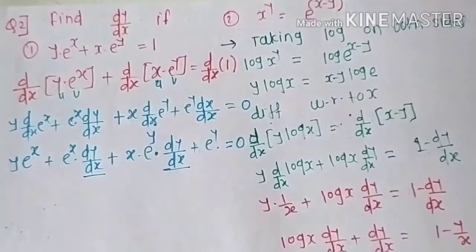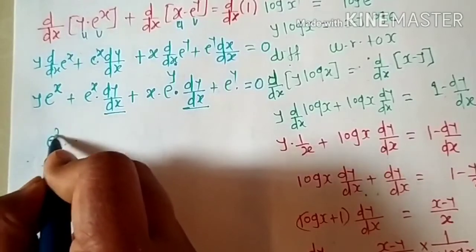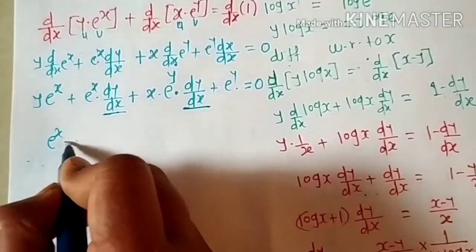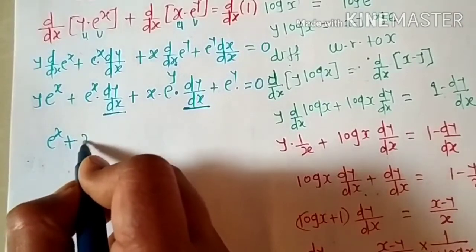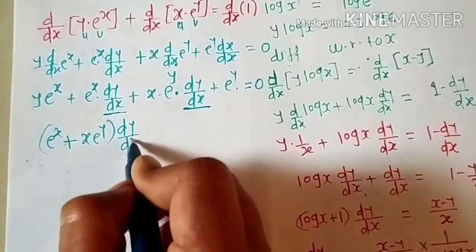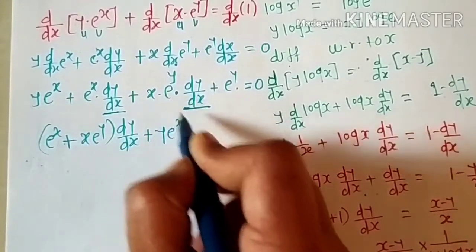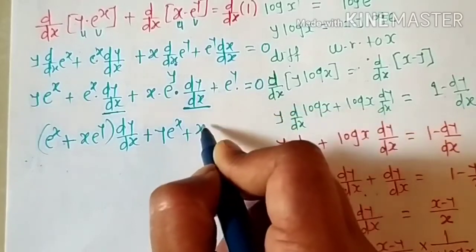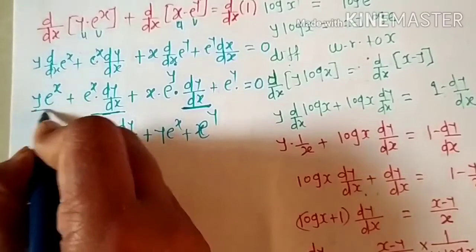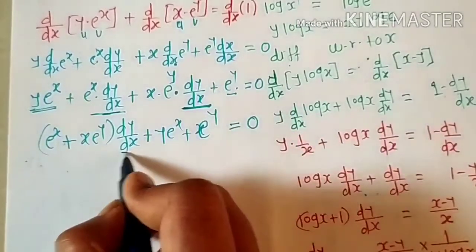We have to find dy by dx, so we separate out the dy by dx terms. Taking dy by dx common from this, and here also dy by dx, we get x e^x plus x e^y, the common term is dy by dx, and the remaining terms are y e^x and x e^y. From these two terms we take dy by dx outside, and what remains is y e^x plus e^y is equal to 0.